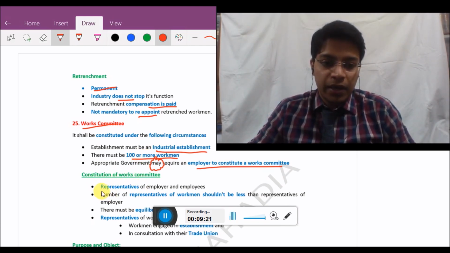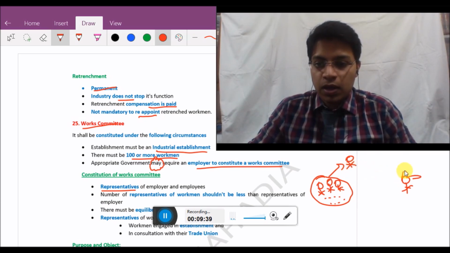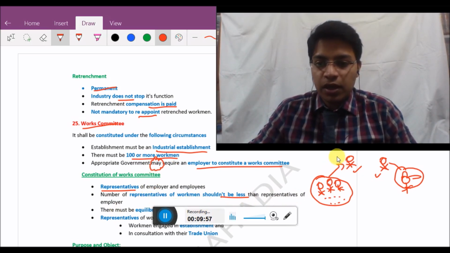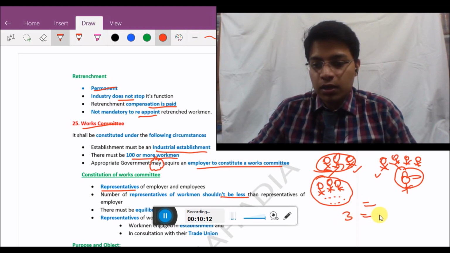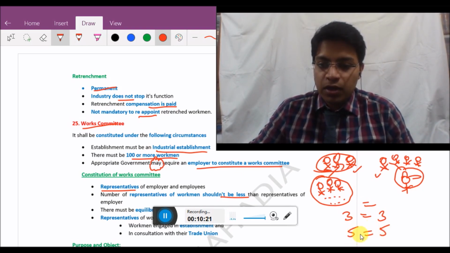Constitution of works committee. Representatives of employer and employees. This is an employer. These are the employees. So this group has a representative. Employer also has his representative. So representatives of employer and employees. The number of representatives of workmen shouldn't be less than the representatives of the employer. Suppose the employees have 3 and the employer has 4, then it is not correct. It is a violation of the provision. The representatives of the employees should be equal: if the employer has 3, the employee representatives also should be 3. If employer representatives are 5, the representatives of the workmen should also be 5. If they are 5 and workmen representatives fall to 4, then it is a violation.